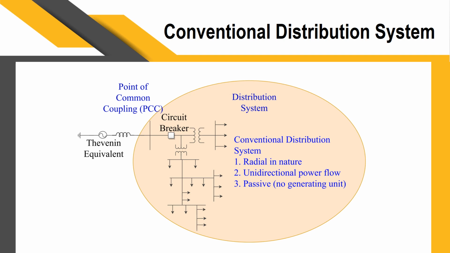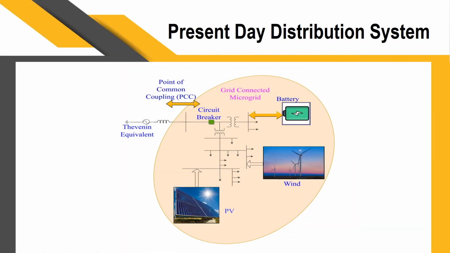Third and important characteristic here is that we usually designate these conventional distribution networks as passive networks. Why passive? Because we do not have any active source of generation embedded at the distribution level. So, all in all, we can say that the conventional distribution networks are radial in nature, they have a unidirectional power flow, and they are passive in nature. Now, this is how the present day distribution network looks like.